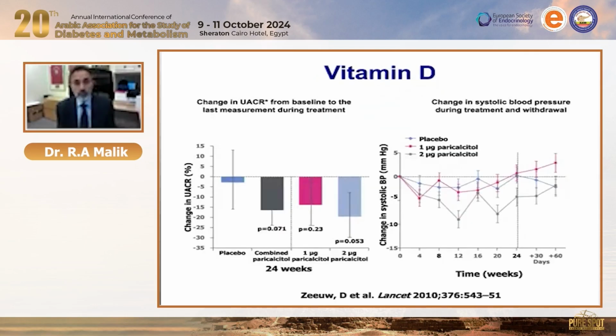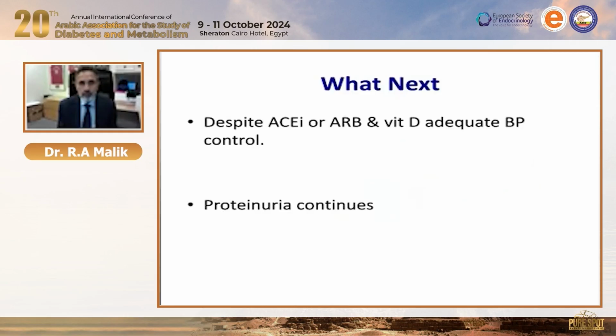This is a study published nearly 14 years ago, which shows that the addition of paricalcitol, which is activated vitamin D, significantly reduces urine albumin-creatinine ratio by around 15 to 20%. And it also reduces systolic blood pressure. What happens when you've got an ACE inhibitor or angiotensin receptor blocker and vitamin D on board, an adequate blood pressure control, but proteinuria continues?